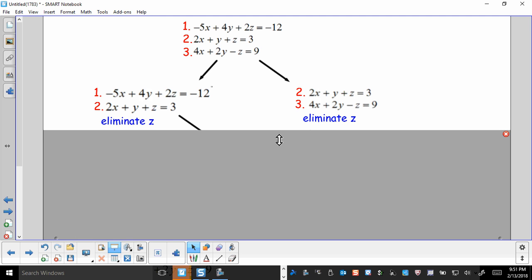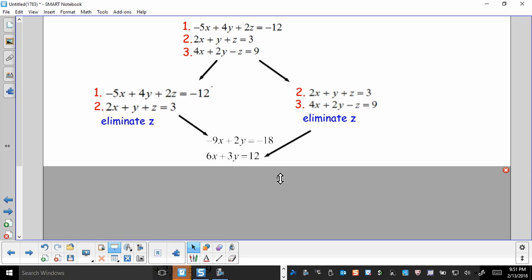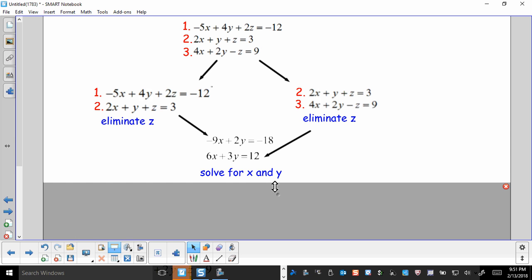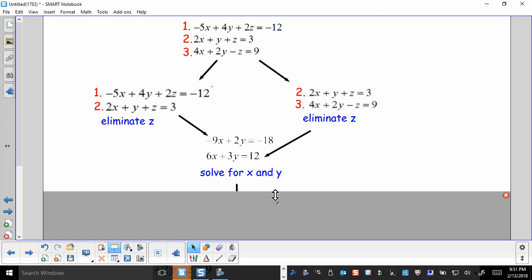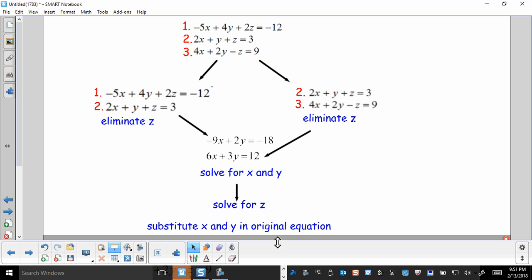Once we have z eliminated, that's going to leave us with a new system. Negative 9x plus 2y equals negative 18 from the first system, and 6x plus 3y equals 12 from the second system. Now we have 2 variables and 2 equations, so we can solve for x and y. Once we've solved for x and y, now we need to determine what z is. So we're going to solve for z, and we're going to do that by substituting x and y in one of the original equations.